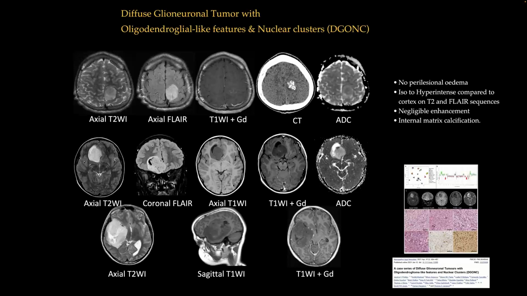Okay, so that will favor the oligodendroglial component. The spine can be part of the lesion or it can be metastasis also.